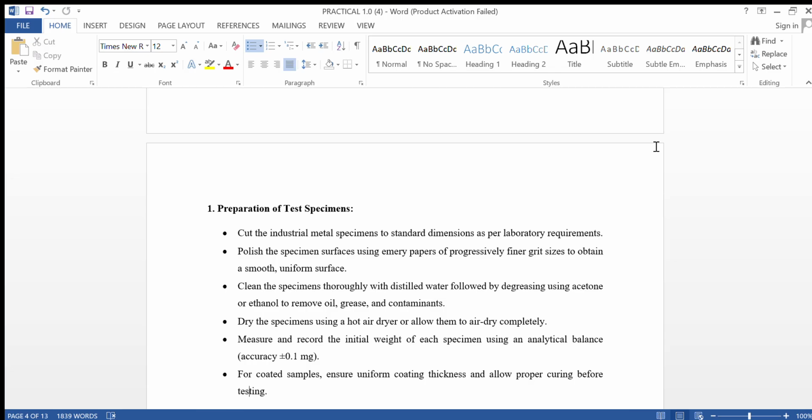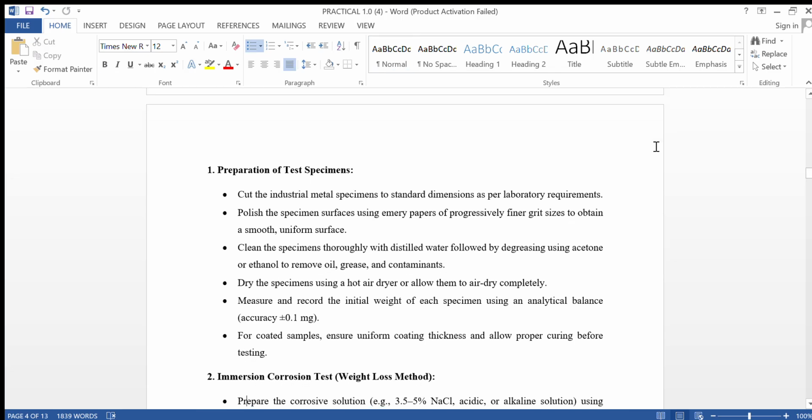Dry the specimens using a hot air dryer and allow them to air dry completely. Measure and record the initial weight of each specimen using an analytical balance, accuracy plus or minus 0.1 mg. For coated samples, ensure uniform coating thickness and allow curing before testing.